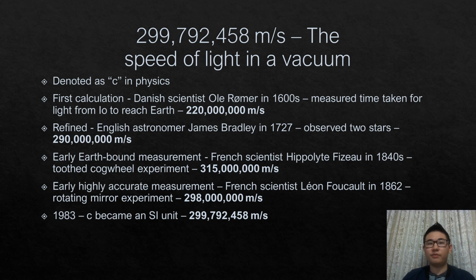Later, the values for the speed of light in a vacuum got refined more and more until in 1983, c became a standard international unit in physics, and the speed of light in a vacuum is now set to 299,792,458 meters per second.